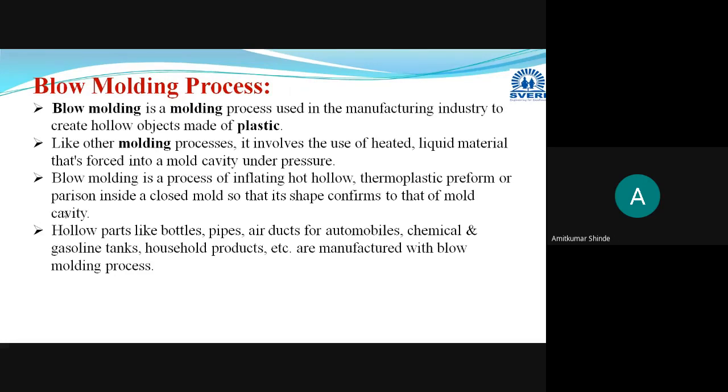Then that preform or parison, we hold in the mold cavity, the closed mold, and then we insert compressed air and inflate that tube to give the shape of that mold cavity. So this is the simple blow molding process. I will explain it with the help of a diagram. Just remember only hollow parts like bottles, pipes, air ducts for automobiles, chemical and gasoline tanks and different household products are manufactured with the help of this blow molding process.